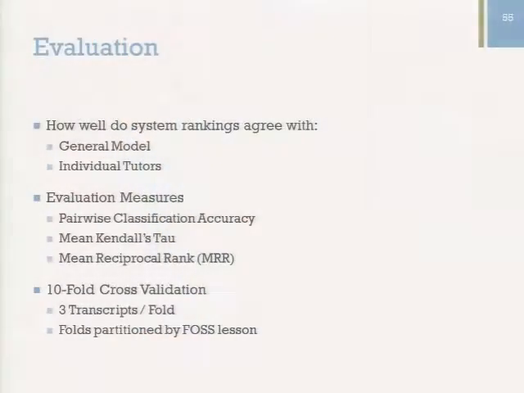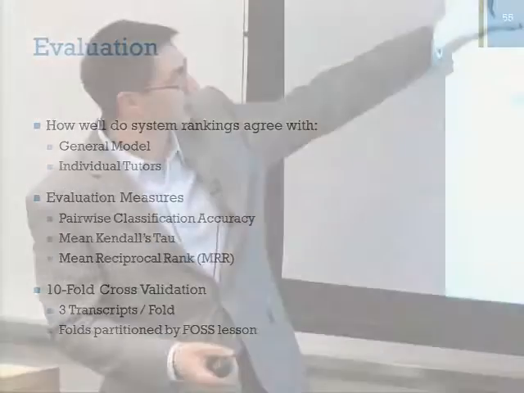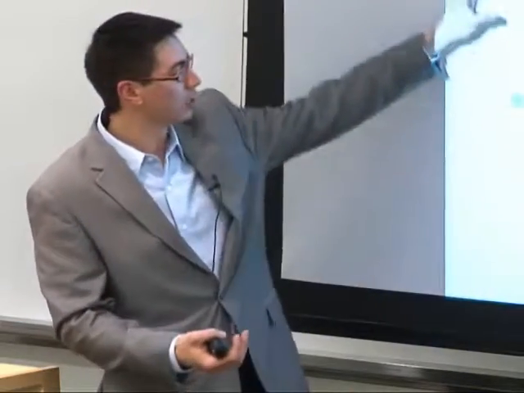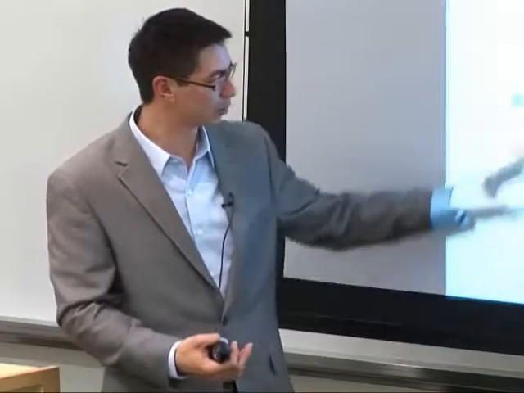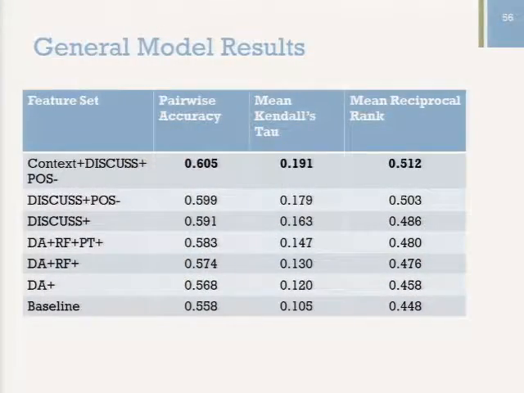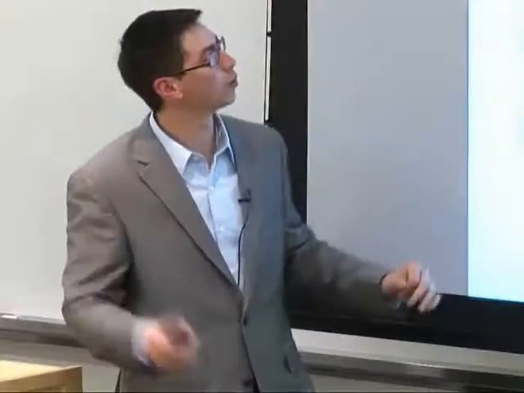So for evaluation, we're going to use a lot of measures. Probably the main one is Kendall's tau, which is the same one we use to measure agreement between the tutors. We train the system using cross-fold validation, where we hold out 3 transcripts per fold, and each fold is a different lesson. So it might be magnetism and electricity unit 1 that is the evaluation, and we're going to train on the rest. This is the general model, where we took all the rankings from all the tutors and tried to create one model.